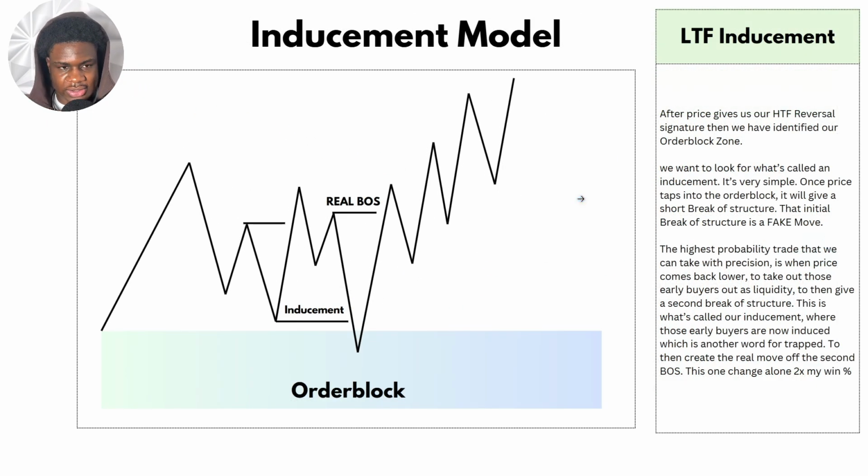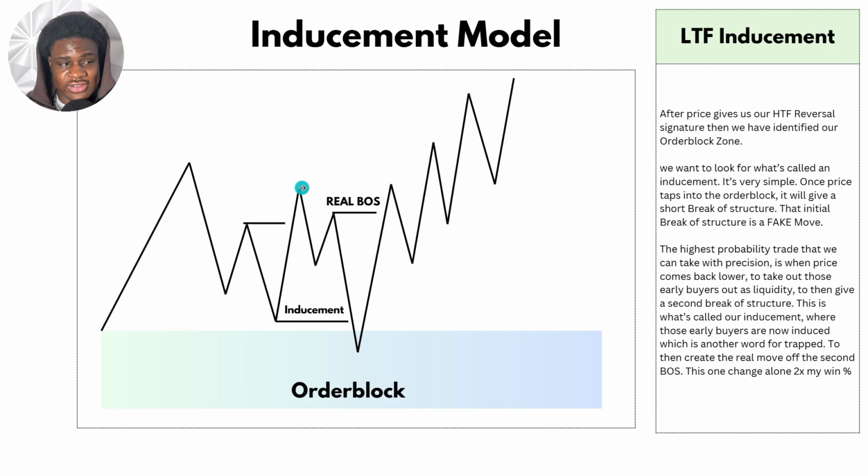After price has given us our reversal signature and we identified our order block zone, we want to look for what's called an inducement. An inducement is very simple, right? This is the area where price creates that order block. We see this initial rally to the upside. Instead of just taking the trade as price taps into this order block, we want to look for an inducement. It's when price comes close to tapping into that order block, but doesn't really tap into it. Instead, it comes close and then gives an initial reaction higher.